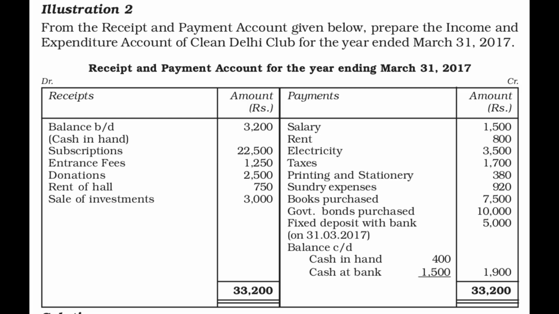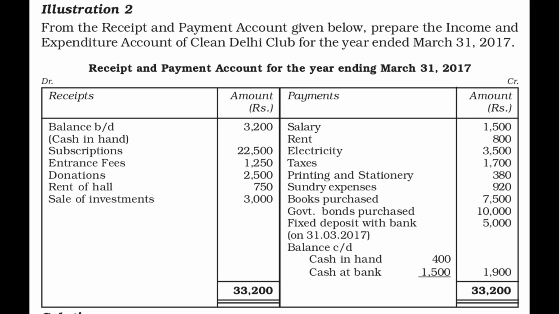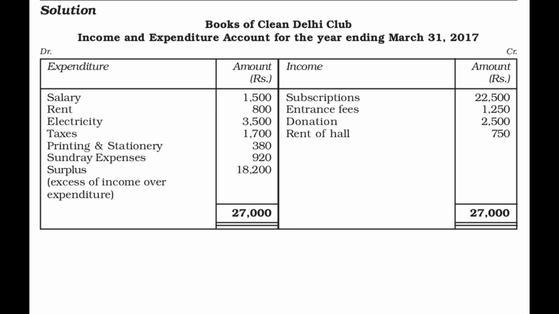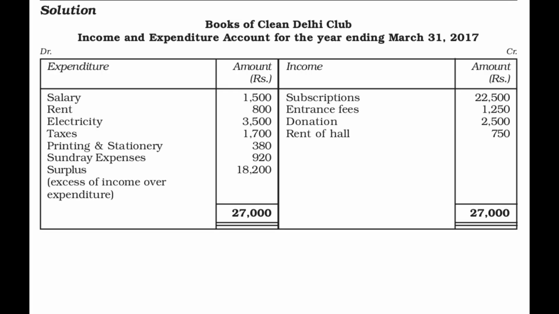The first item it is salary rupees 1,500, an item of expenditure, so taken on the expenditure side, salary rupees 1,500. Next item it is rent rupees 800, വാടക കൊടുത്തതാണ്, an item of expenditure, so taken on the expenditure side rupees 800. Electricity rupees 3,500 is an item of expenditure, so taken on the expenditure side rupees 3,500.